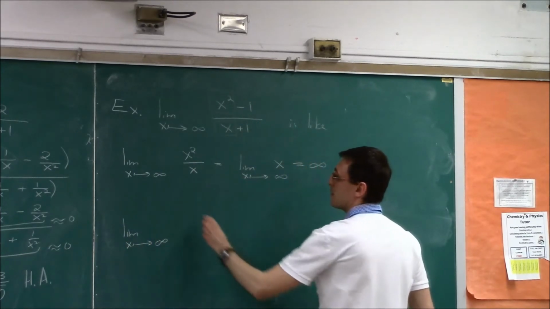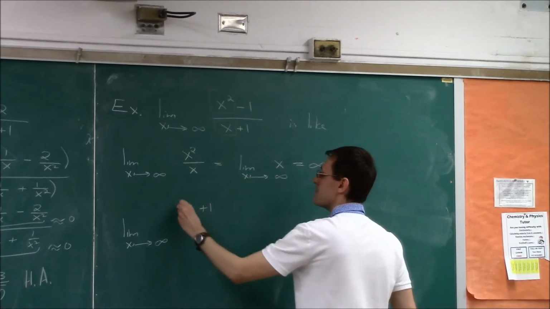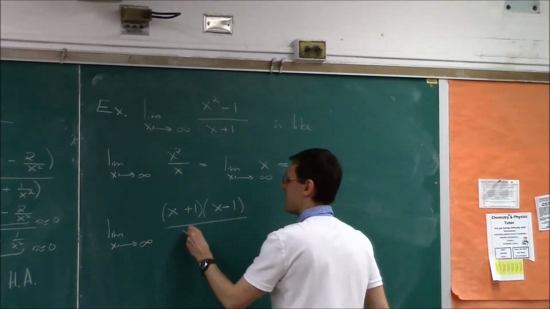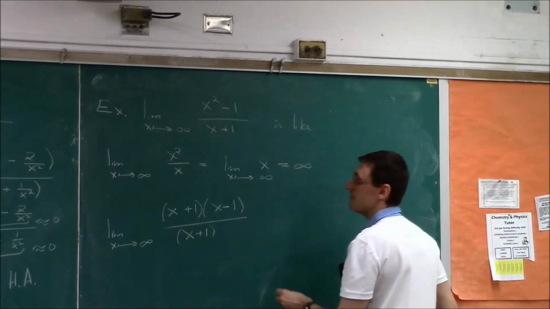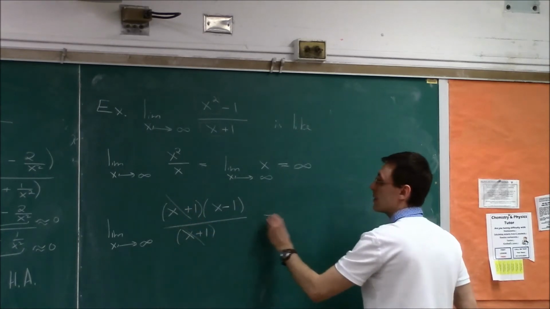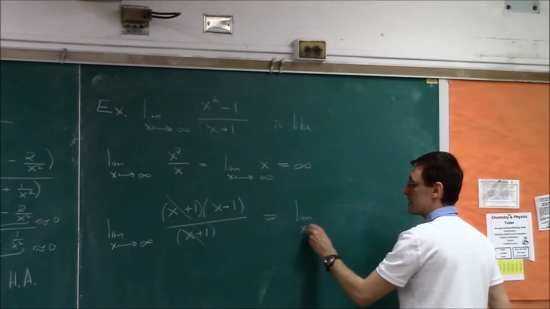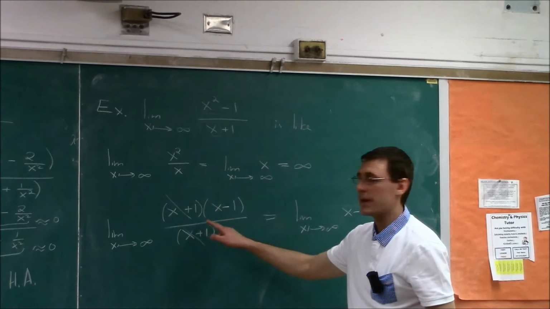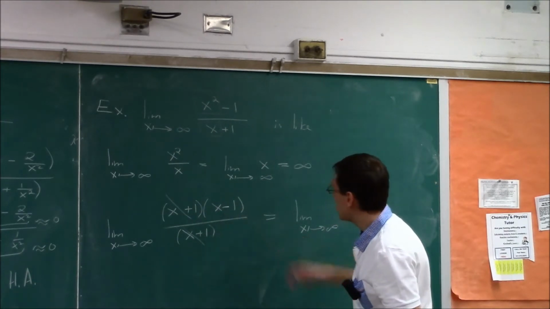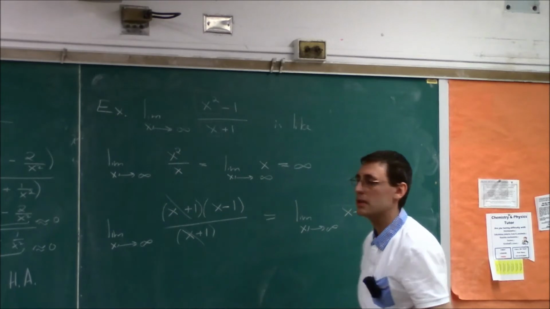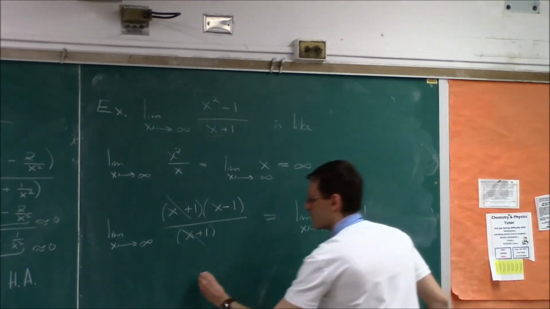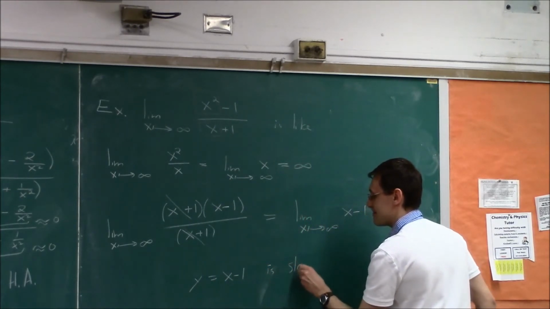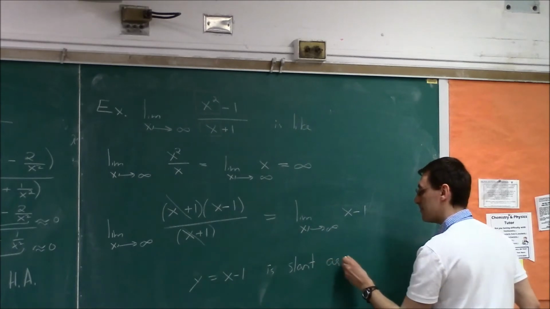x squared minus 1 can be written as x plus 1 times x minus 1, divided by x plus 1. This I can now cross out. So now the actual limit is the limit as x goes to infinity of x minus 1. In other words, it's actually very obviously the same thing as the line y equals x minus 1. So that is called a slant asymptote. y equals x minus 1 is a slant asymptote.